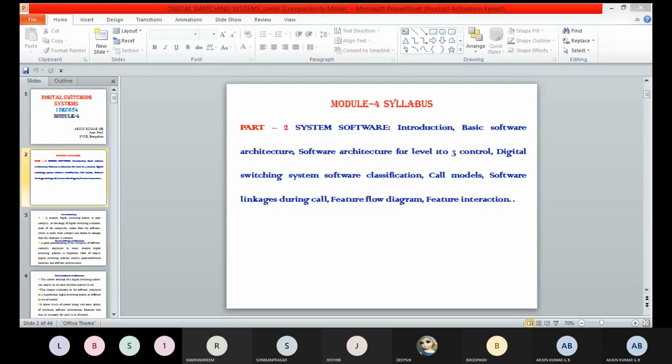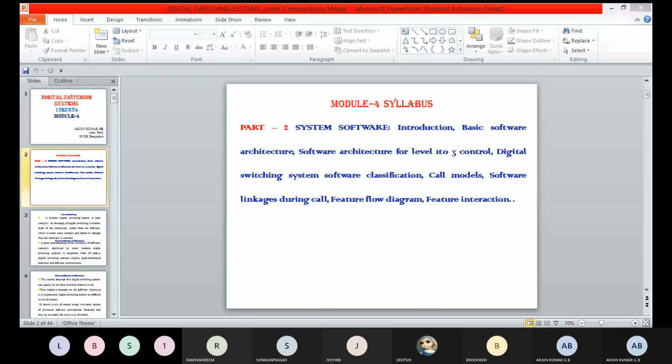The basic architecture of the modern digital switching systems actually employs a quasi-distributed hardware-software architecture. Quasi-distributed hardware-software architecture is used in the modern digital switching system. And the software is employed at different levels of control.